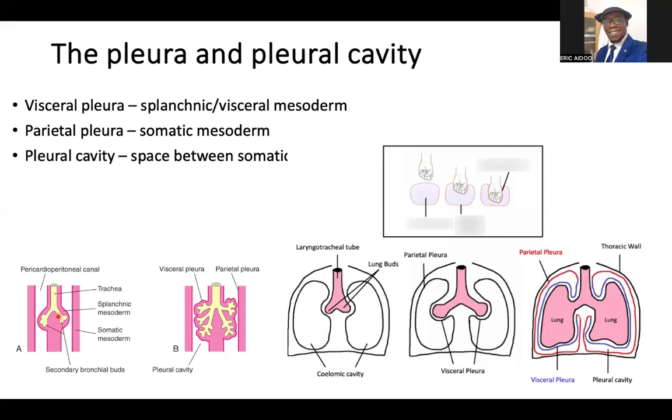So here you have again trachea developing within the splanchnic mesoderm, more or less surrounding it, but it's growing into it. You have the somatic mesoderm. So the space between the somatic mesoderm and the splanchnic mesoderm is the pleural cavity. So that is the visceral pleura. That is the parietal pleura. So if the lung is growing into the coelomic cavity, you have the parietal pleura there, then you have the visceral pleura.